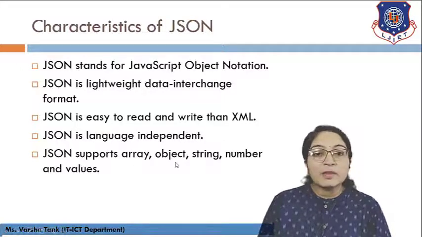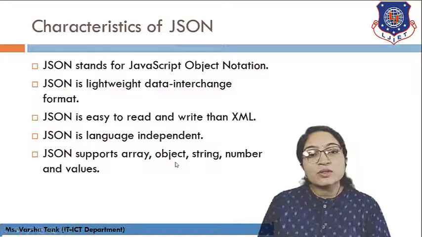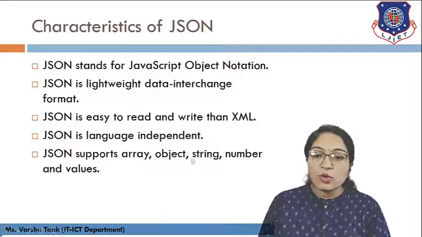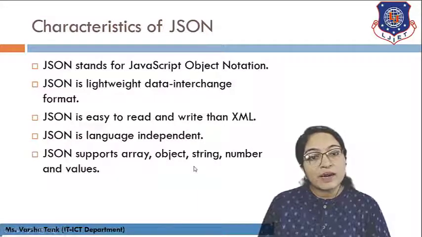JSON is language independent. With any language you can use JSON: with JavaScript, with Java, with PHP, Perl, etc. JSON supports array, object, string, number, and value. So all these data types are supported by JSON.